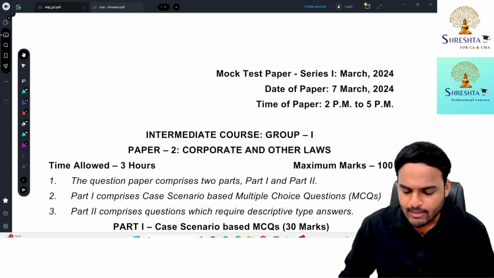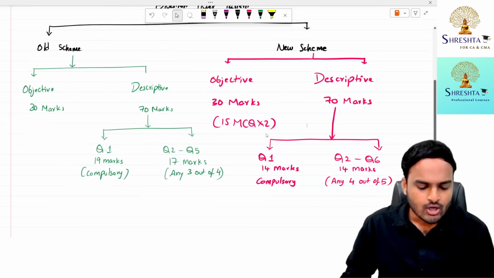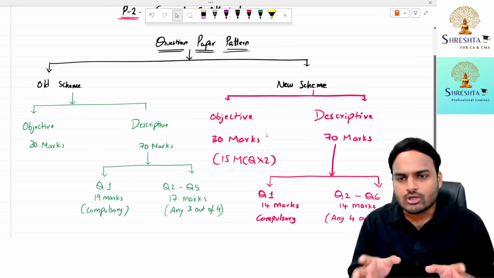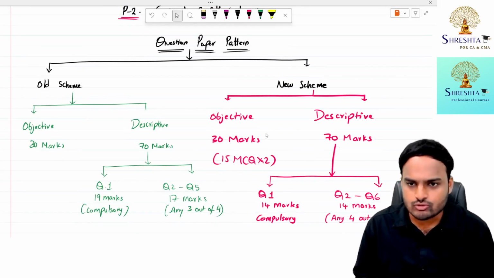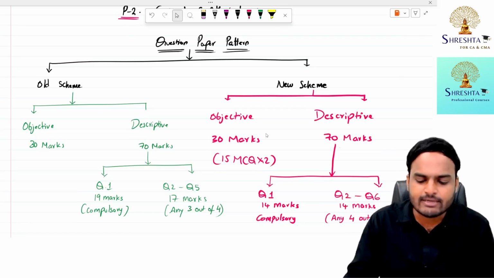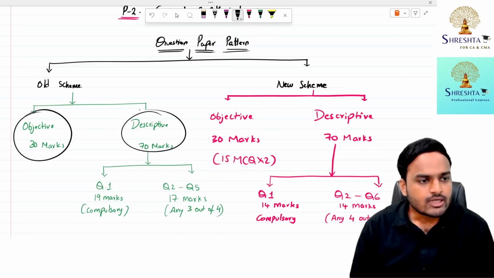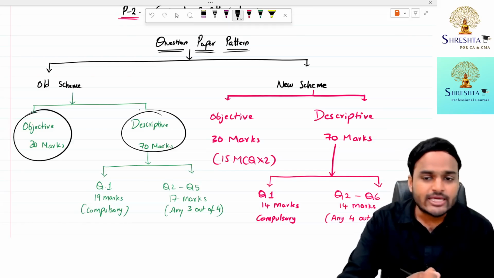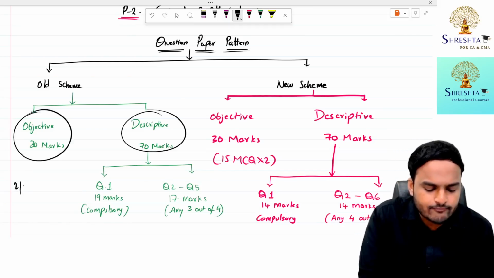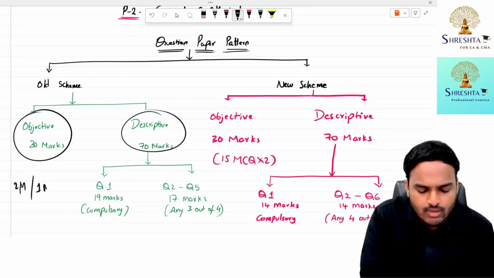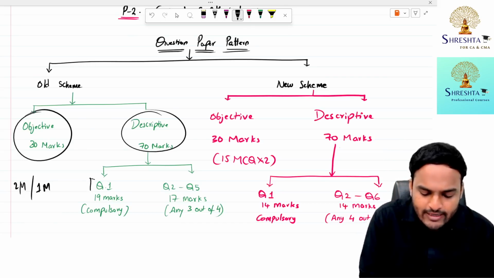Previously, the question paper pattern of Paper 2, Corporate and Other Laws, was for a total of 100 marks. Out of 100 marks, 30 marks were objective questions and 70 marks descriptive questions. In the objective part, you are given multiple choice questions. Few carry 2 marks and few carry 1 mark. Coming to descriptive questions, you will find 5 questions in total.